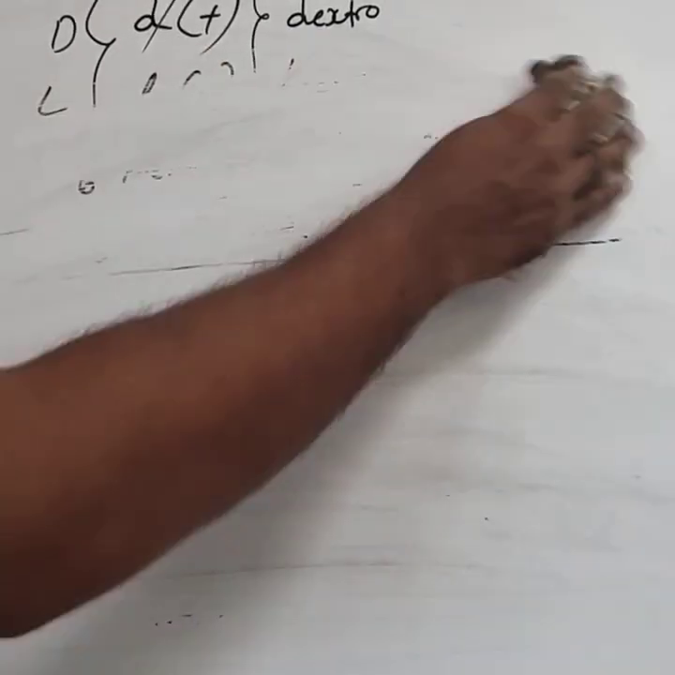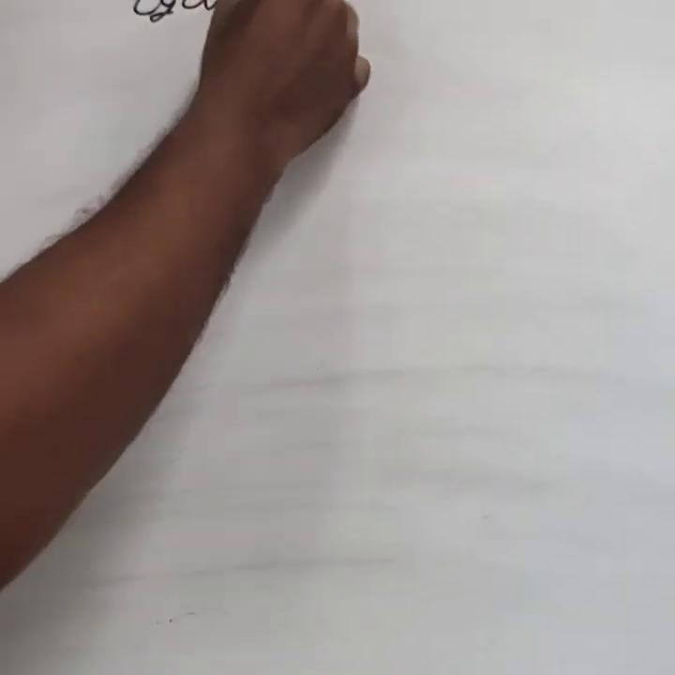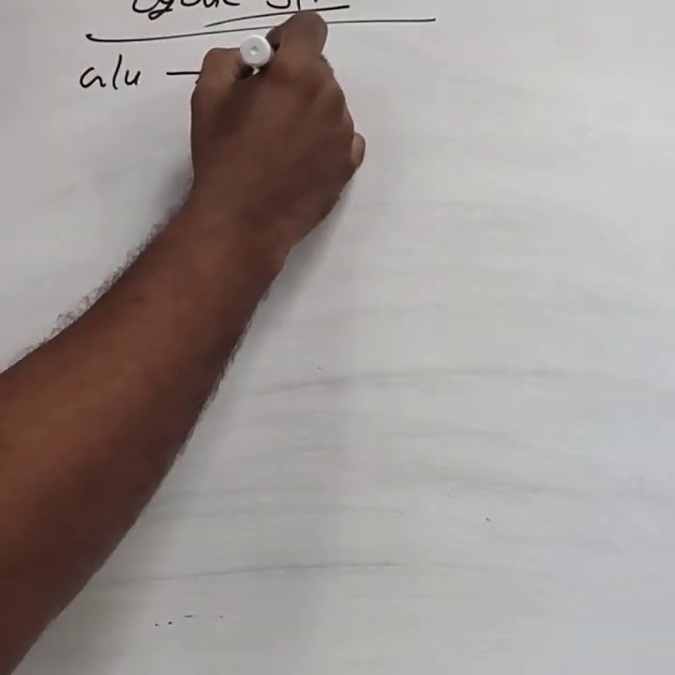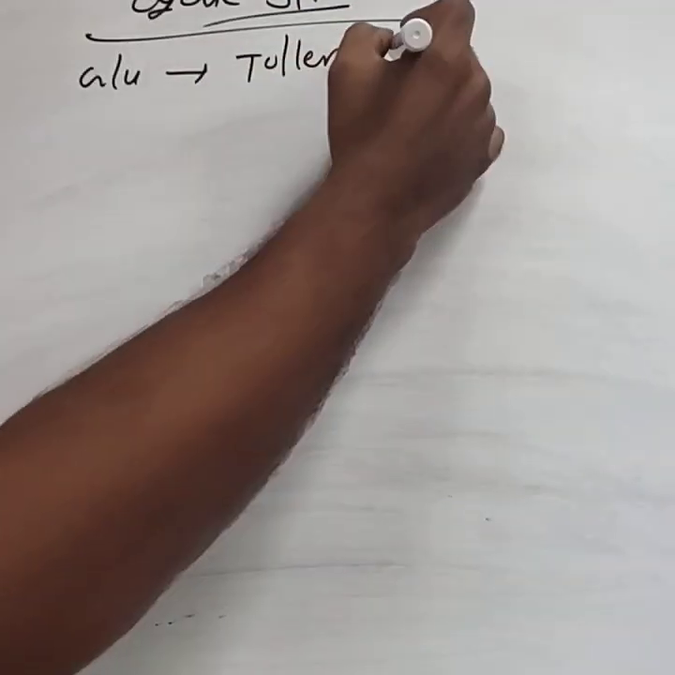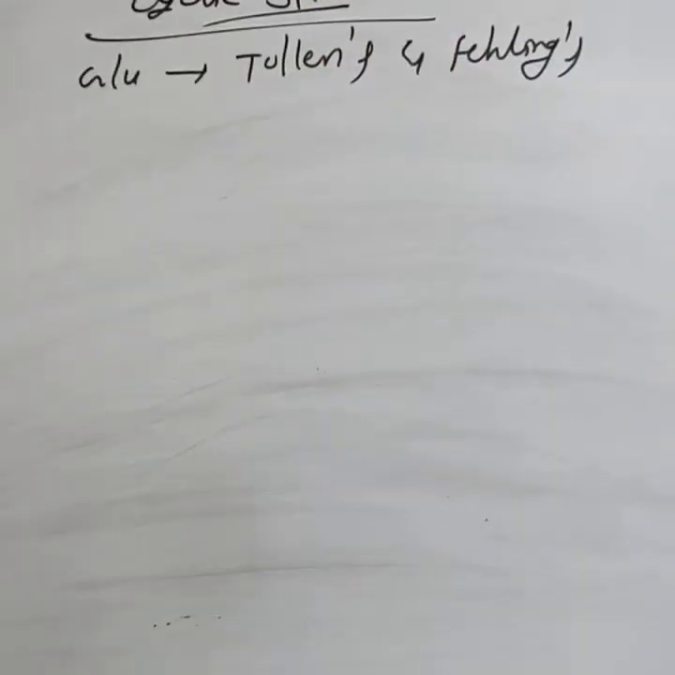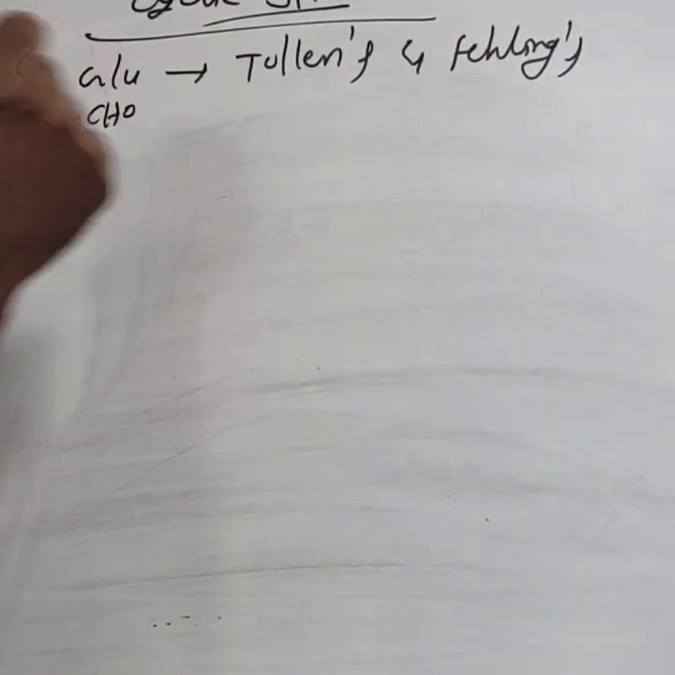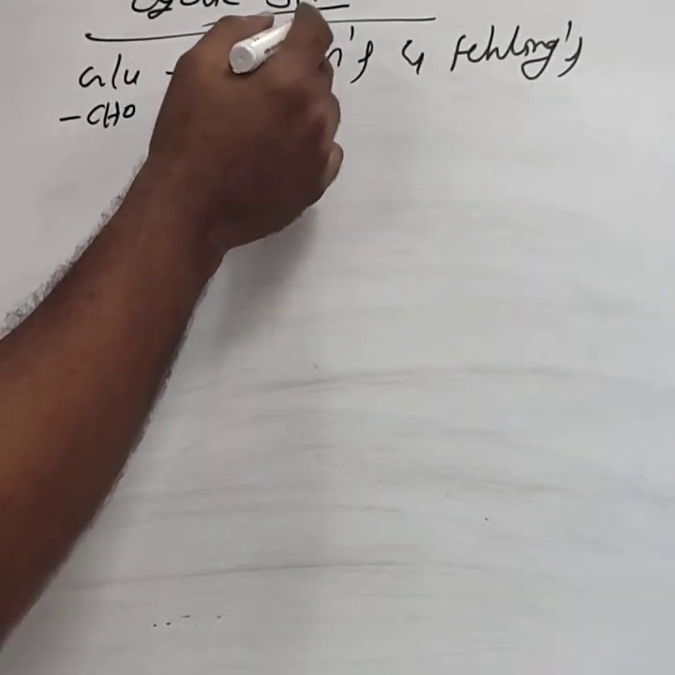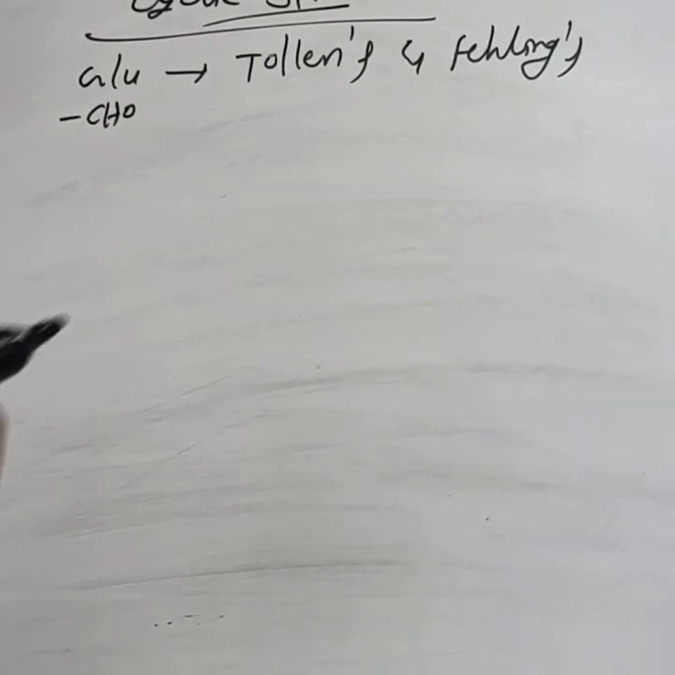Next, we can study the cyclic structure of glucose. Why we have to study this cyclic structure: glucose answers only Tollens and Fehling's tests. Glucose contains an aldehyde group. All aldehydes answer the Tollens and the Fehling's reagent.